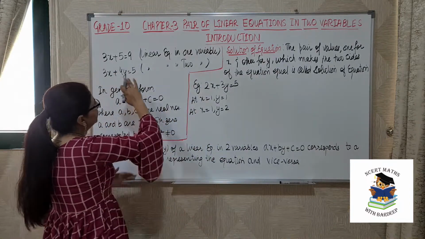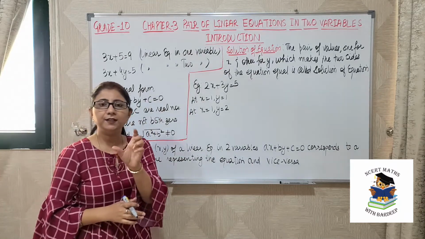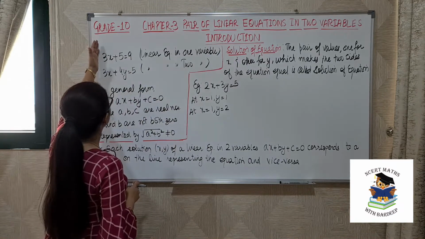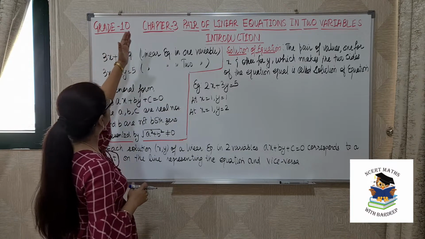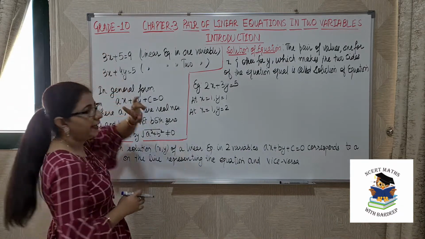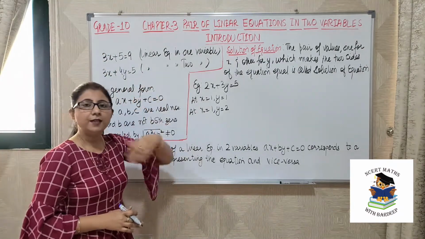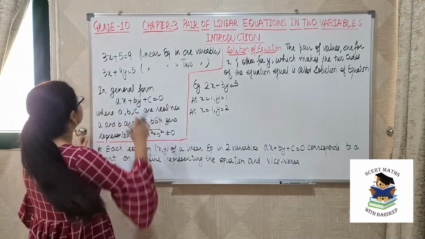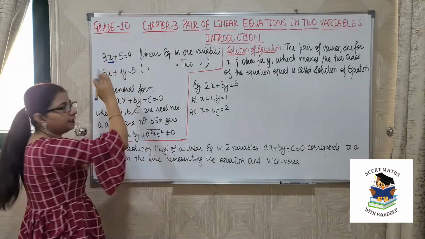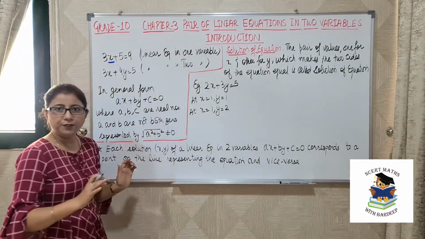So first of all, linear means whose degree is 1. Okay, so this example, that is 3x plus 5 equals to 9. Since the degree of x is 1, this is a linear equation. Then we will see how many variables. In this equation we have only one variable x. So this is a linear equation in one variable.